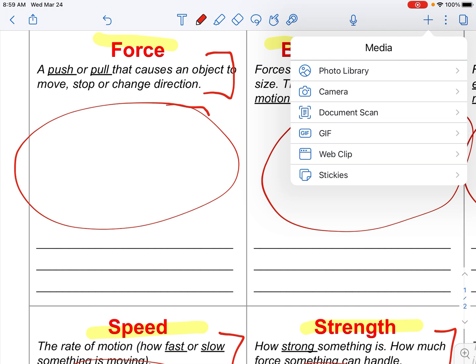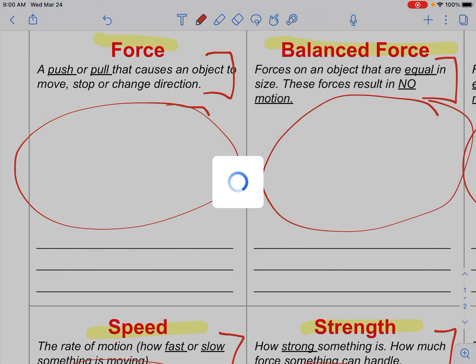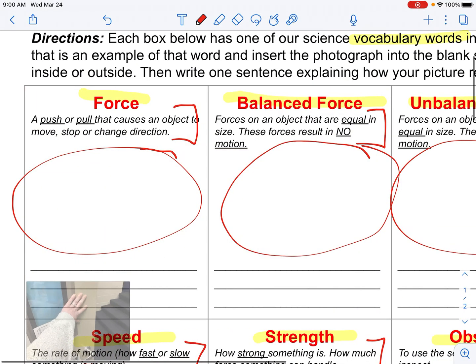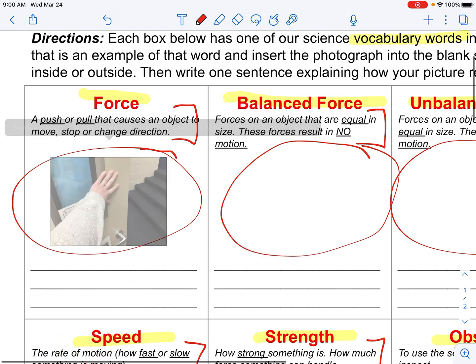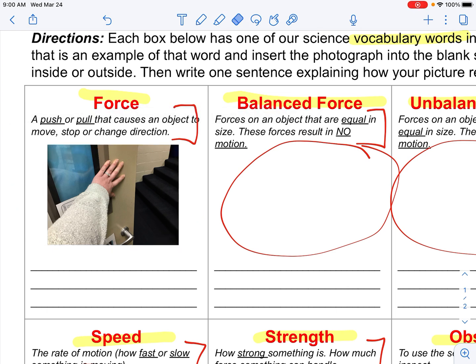But if you can't find something inside or outside, then sure, if you would like to, you can find it online. Now, I've already taken a picture of something showing a push or a pull, so I will go to that plus sign, click Photo Library, and then add my photo. Obviously, this is super big, so I need to shrink it down. I'm then going to insert it in that white space. Now, yours will not have all these red circles. I was just using that as an example.